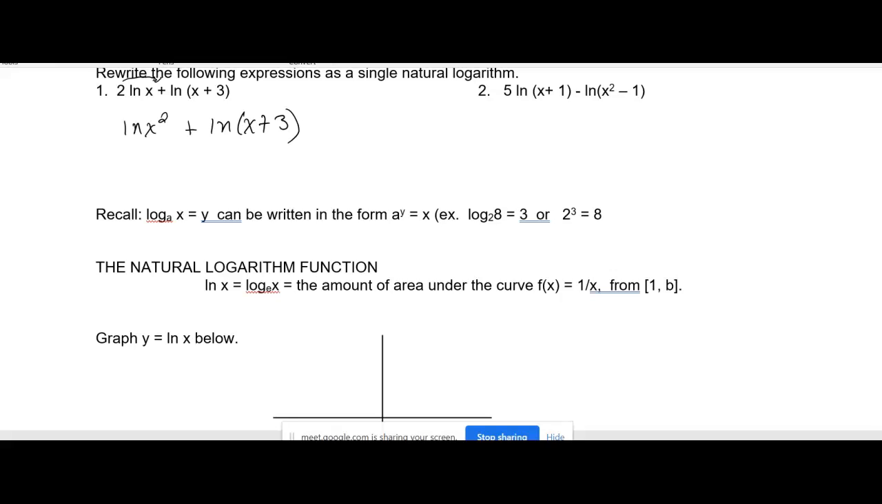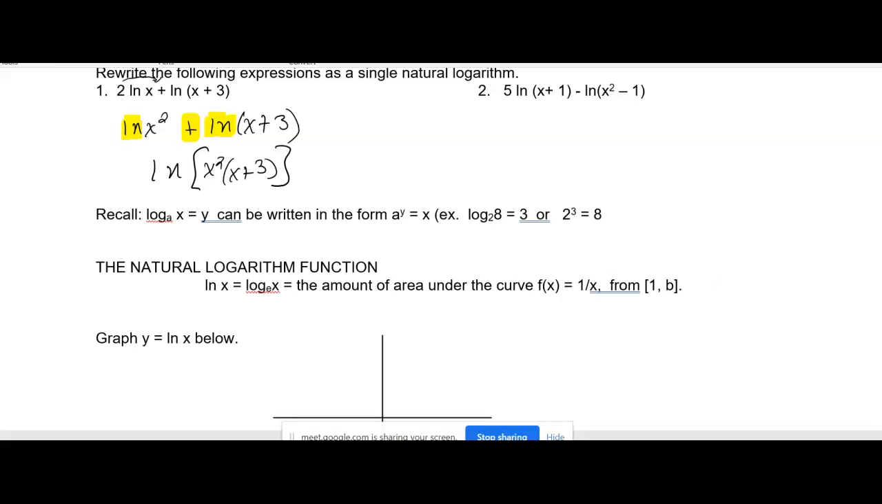Then there's another property that says if I'm adding, which we are, 2 different natural logs, then we can condense that down into one natural log if we multiplied their composites. So we would do the natural log of x squared times x plus 3. If you want to distribute, feel free. If we had time, we probably would, but that's our answer. Okay, once we have a single natural log, we're moving along.